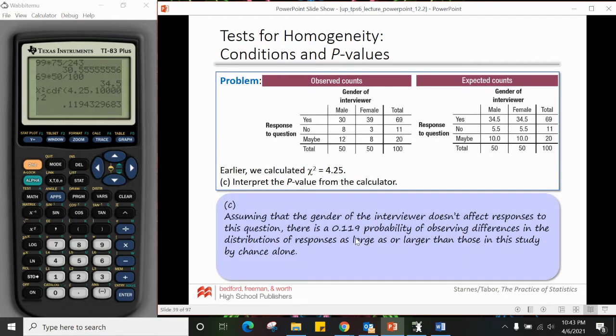So remember, within any hypothesis testing, we're assuming H naught to be true. So assuming the gender of the interviewer doesn't affect responses to this question, there is a 0.119 probability of observing differences in the distribution of responses as large as or larger than those in this study by chance alone. And that's the definition of p-value again.